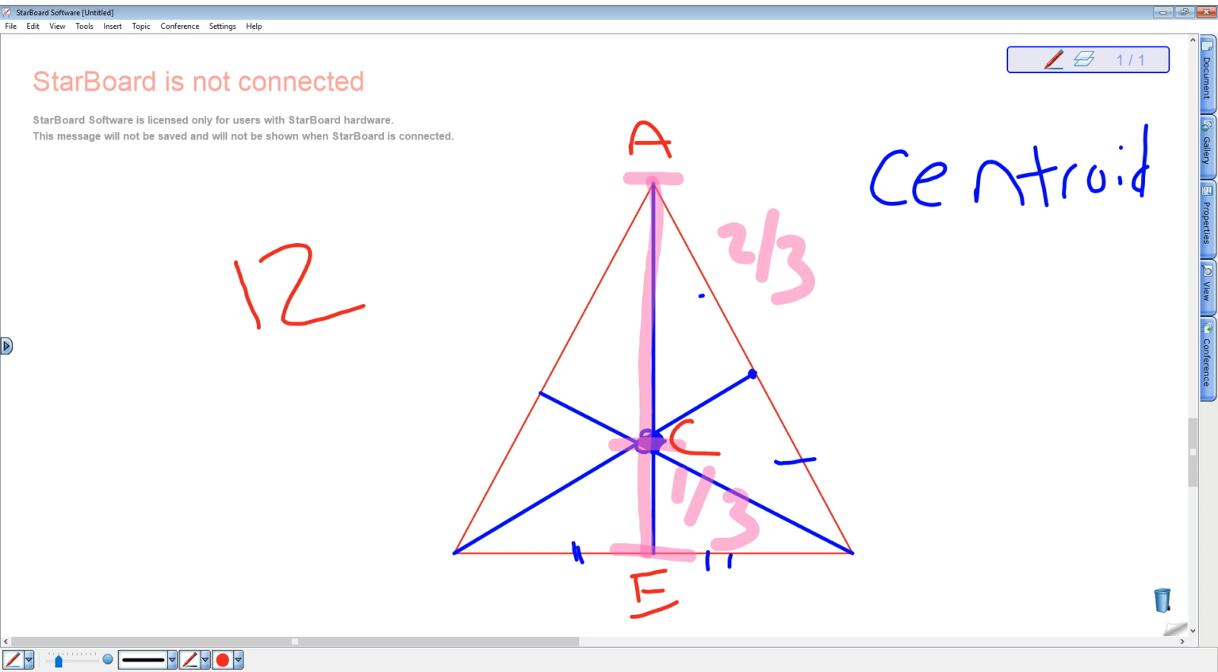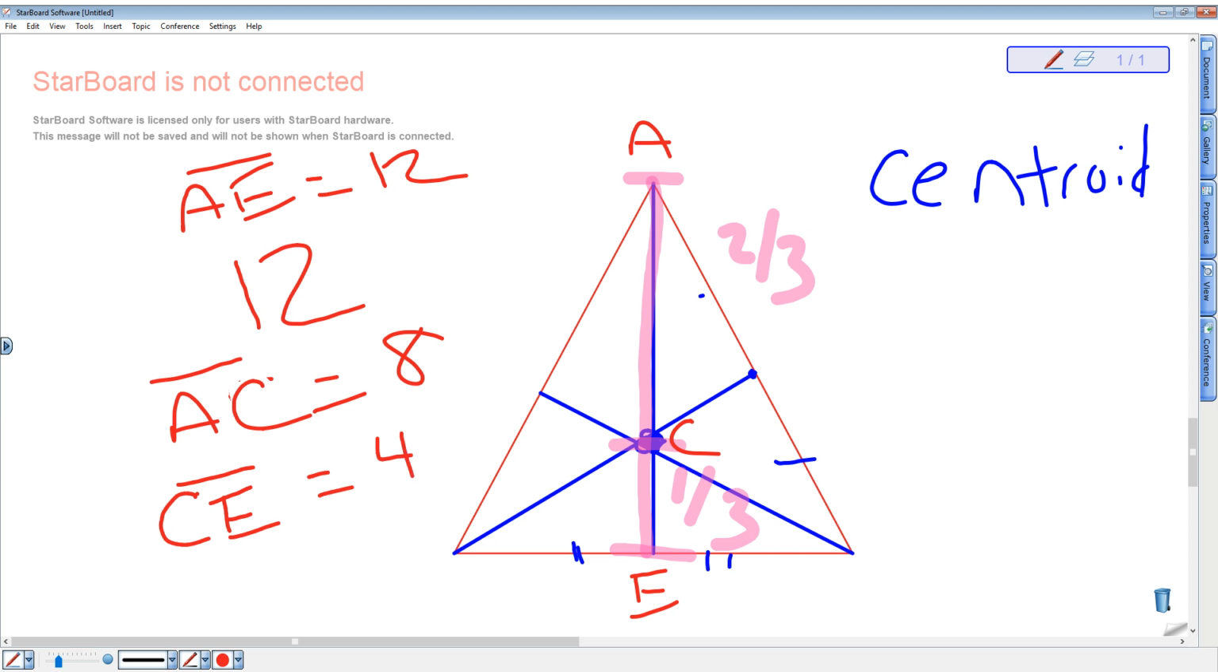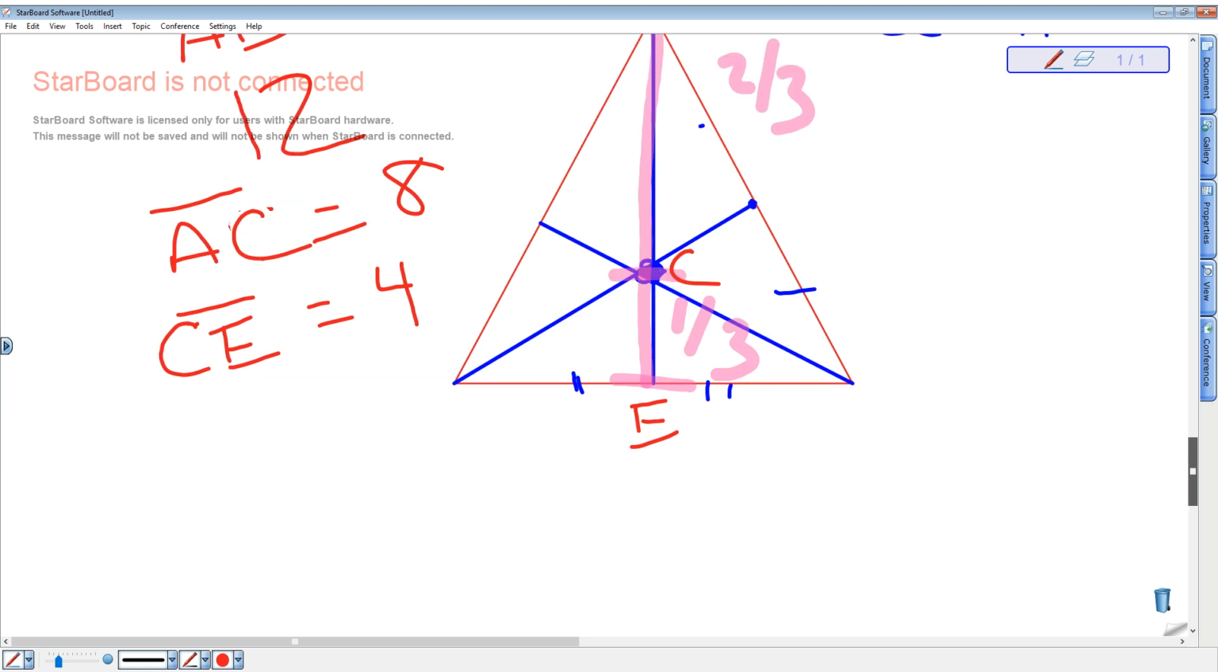If I told you that line segment AE is equal to 12, you'd be able to tell me that line segment AC is 2/3 of that, so therefore 8. And then you'd also be able to tell me that line segment CE is 1/3 of that, which is 4. So if I give you any one of those three pieces of information using a centroid, you'll be able to find out the other two. And let's go on to the last one.